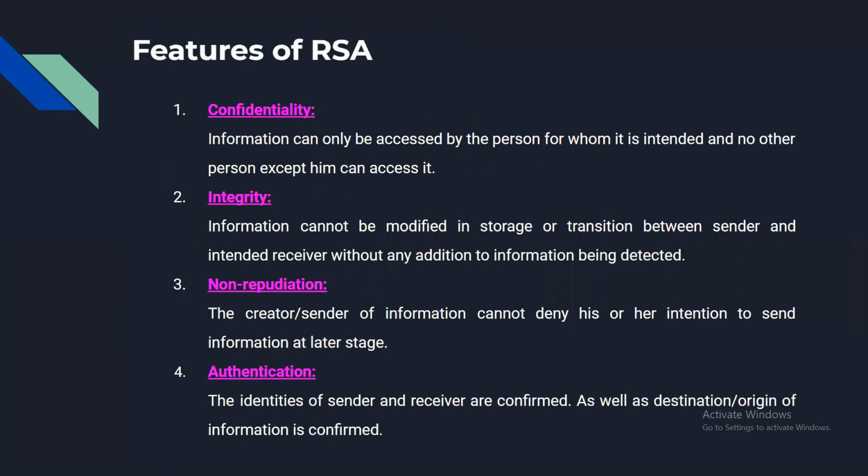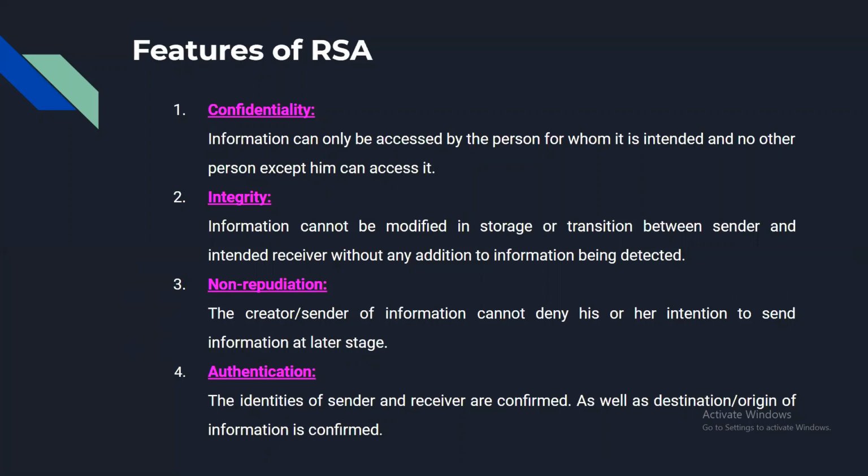Now what are the features of RSA? These are mainly confidentiality. That means the information should go only to the person it is intended for, and nobody else should get it. Integrity means that even if the information is in some kind of storage or in transition between the sender and the receiver, it should not be modified.